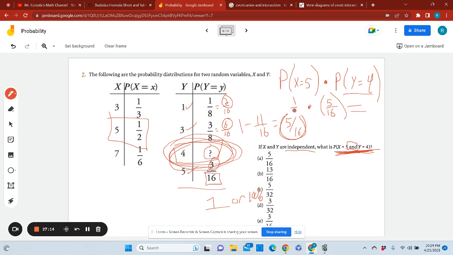1/2 times 5/16 is going to be 5 out of 32. 5 out of 32. So it should have been C. My bad.